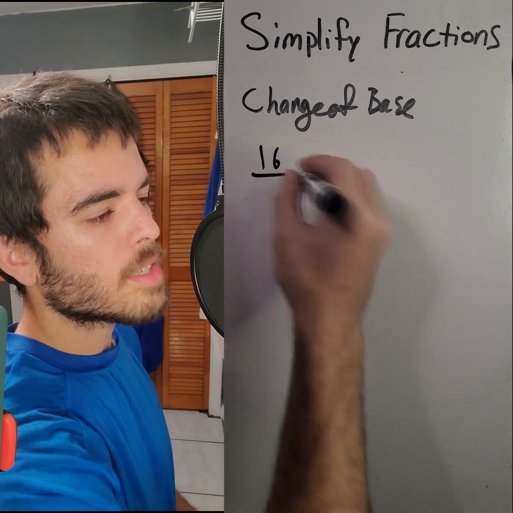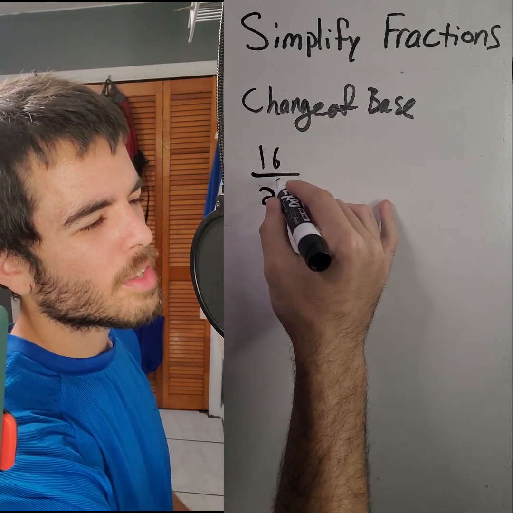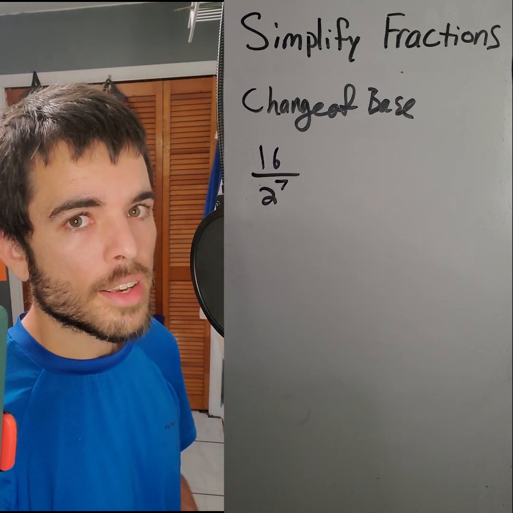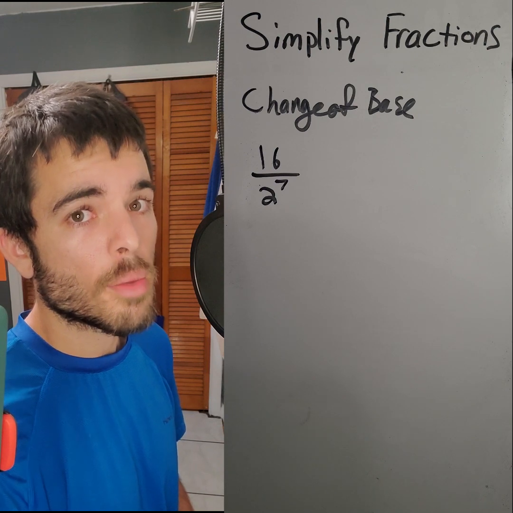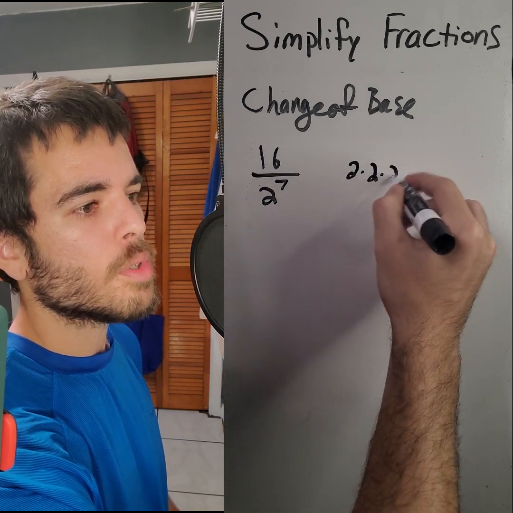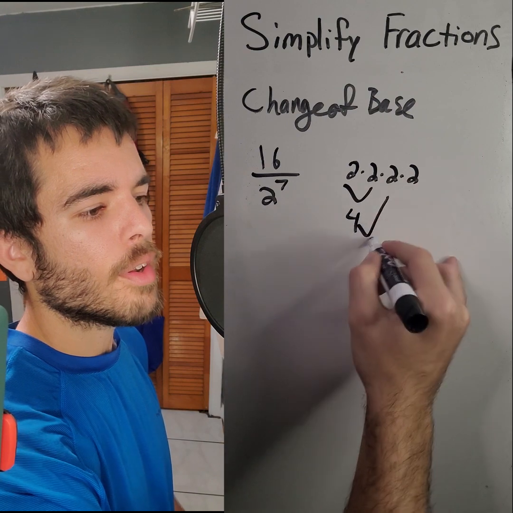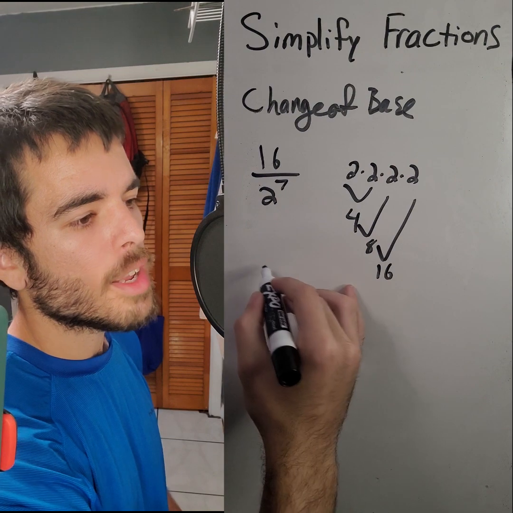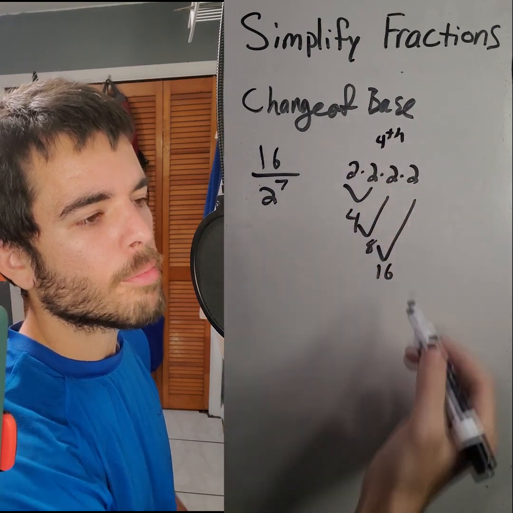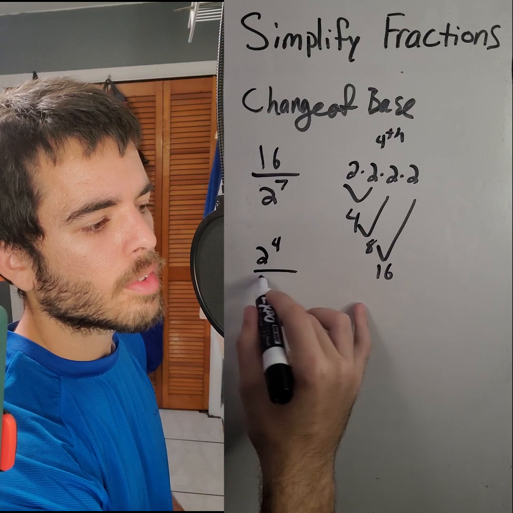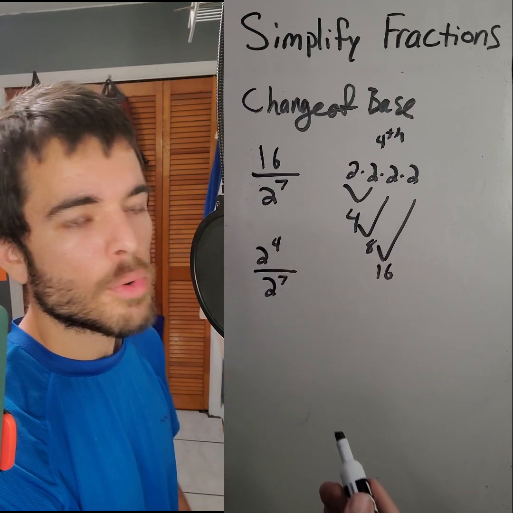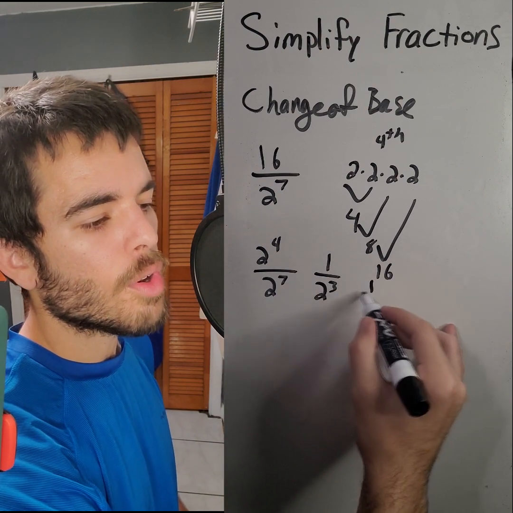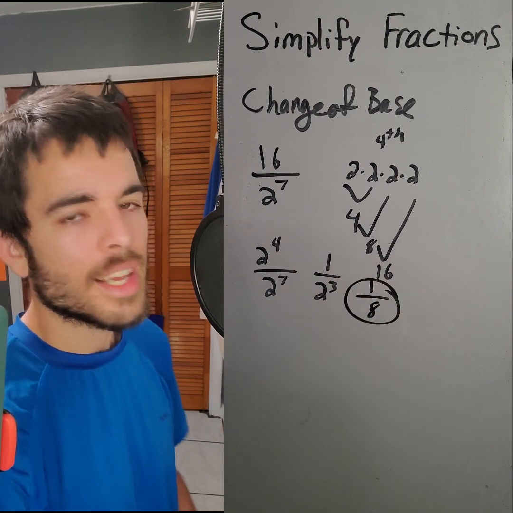Let's try another one. Let's do 16 over 2 to the 7th. So 16, believe it or not, can be rewritten as 2 to some kind of power. 2 times 2 times 2 times 2, we get 4, 8, and then 16. So I know that 16 can be rewritten as 2 to the 4th power. Now I could subtract the exponents. I'm going to have 1 over 2 to the 3rd, and I know 2 to the 3rd is 8. So my answer in this case is 1/8.